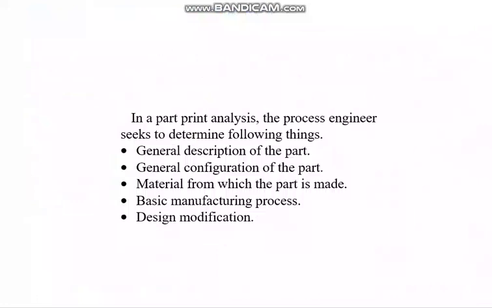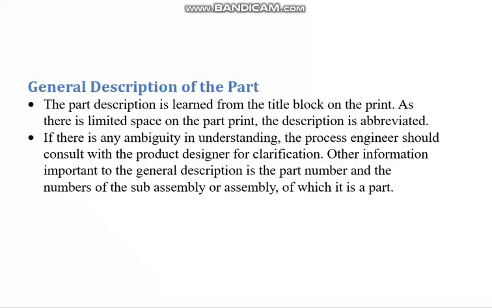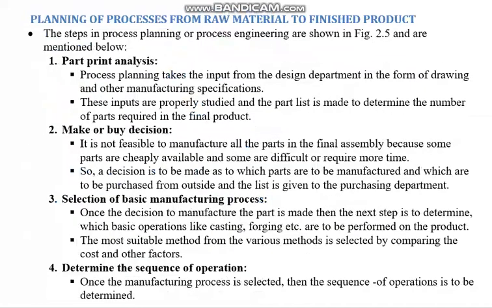You have to determine the following things: the general description of the part, the general configuration of the part, that is the shape and size, what is the material that you have to produce it from, what is the basic manufacturing process, and what are the design modifications that you, as a process engineer, are asking the product engineer to do. After this, next we come to this topic: planning of processes from raw material to the finished product. We start with raw material and we go up to the finished product.